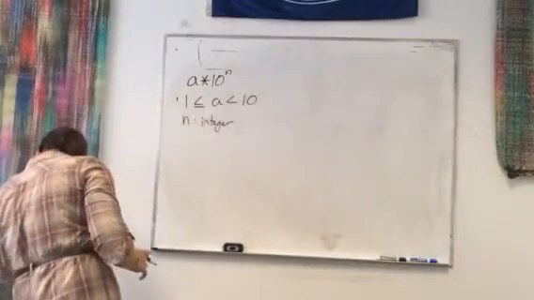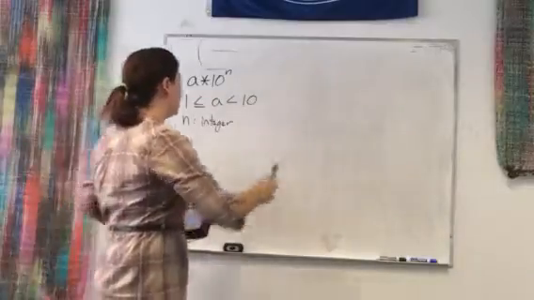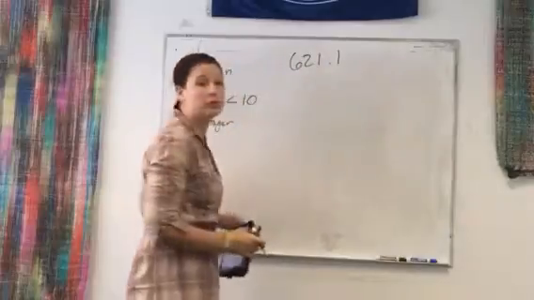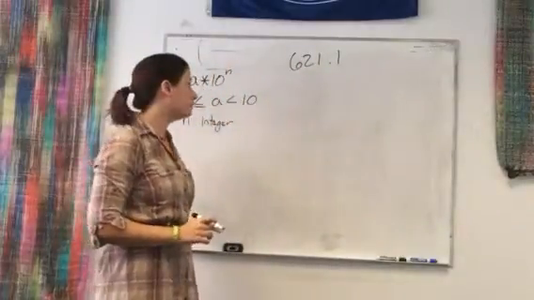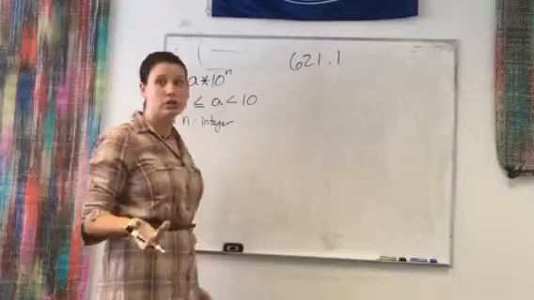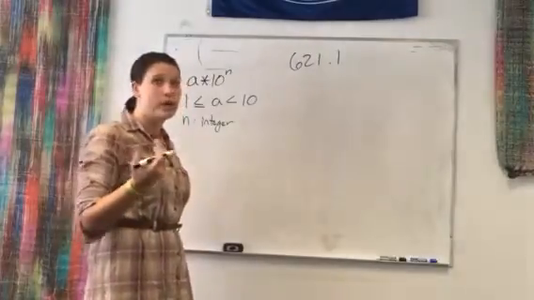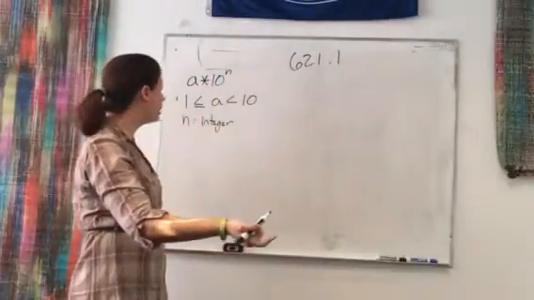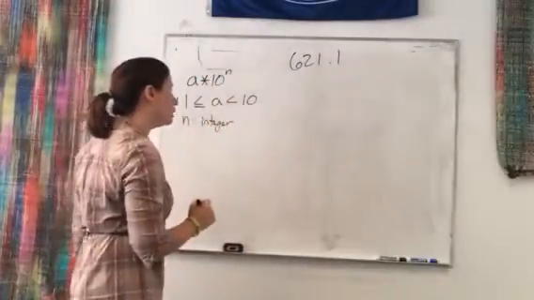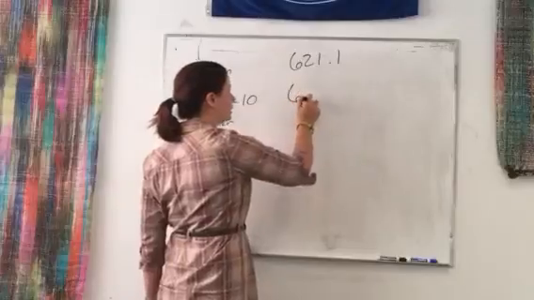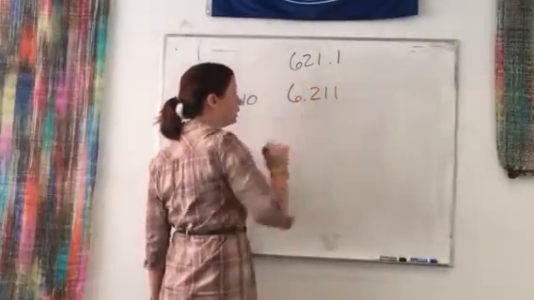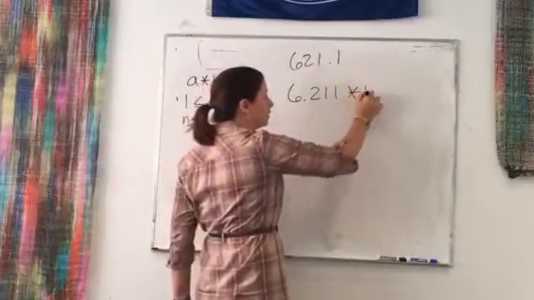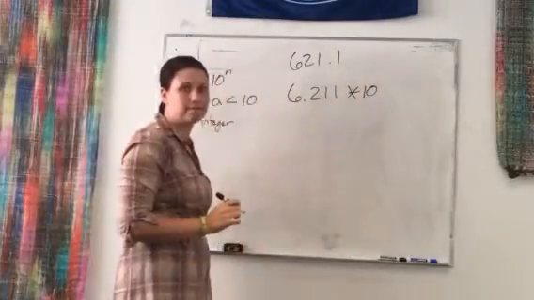So if we have a number, let's say 621.1, and we want to write that into scientific notation. Well, first we should see where the decimal should be. So 621.1 needs to be in between 1 and 10. That means it needs to be 6.211. Now, what is the exponent on the 10?